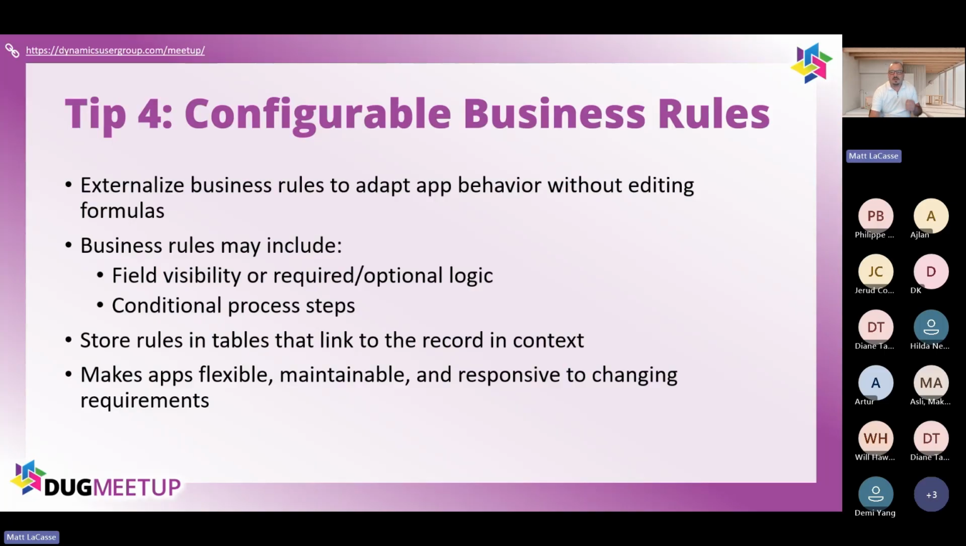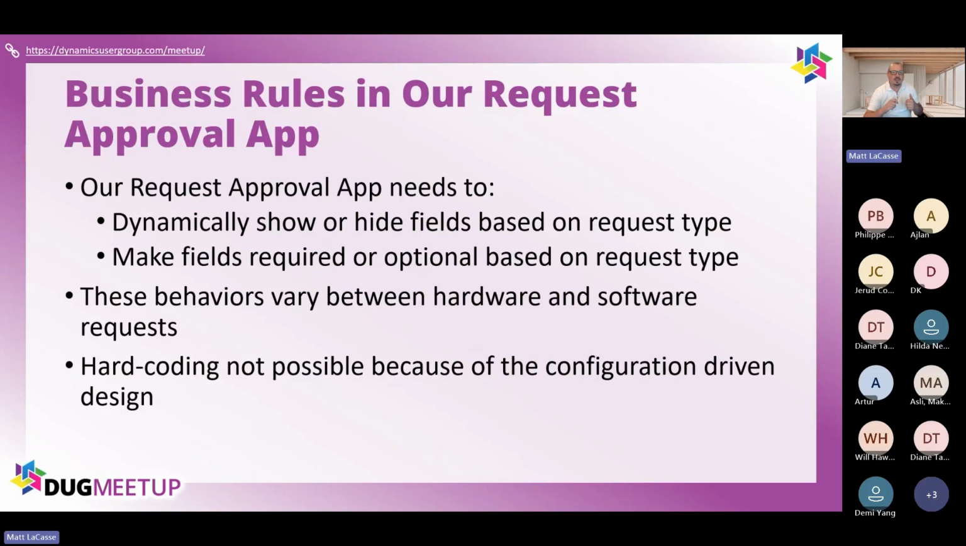So how can we do this? In our request app, we need to be able to dynamically show and hide fields based on a request type, and then possibly make fields required or optional based on request type. So these are going to vary between our hardware and software requests. How can we go about doing this?